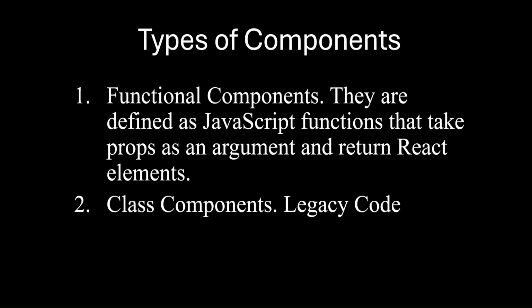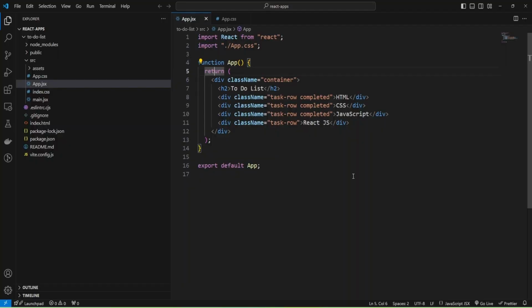Functional components are defined as JavaScript functions that take props as an argument and return React elements. Class components are not used much anymore for new projects. You could see them in some legacy code. We'll work only with functional components. I opened my Visual Studio Code and as you can see we have here code from our previous lesson, and here is the App component, a functional component, and it returns JSX for the to-do list.